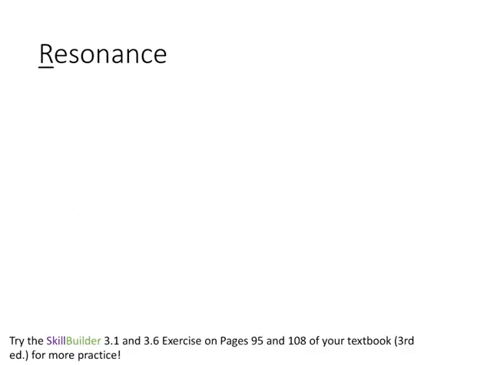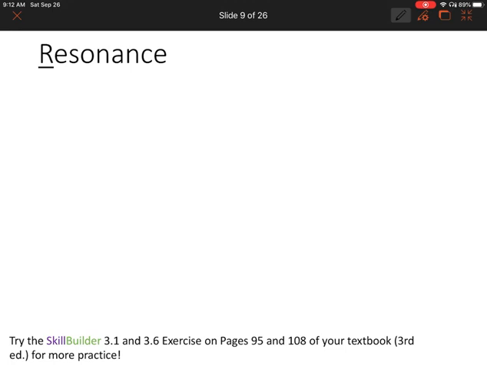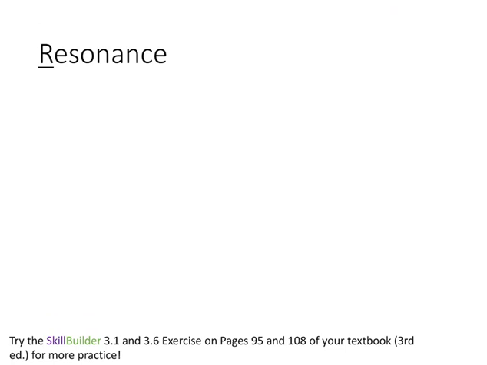Okay, so now let's go to resonance. Let's say that your conjugate bases have the same charge and similar atoms, and you can't figure out which acid is stronger based on those factors. We're going to then move on to resonance. All right, so it's a good thing we already learned about resonance structures.